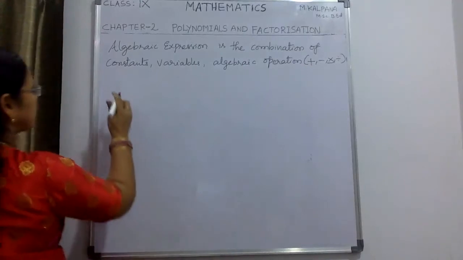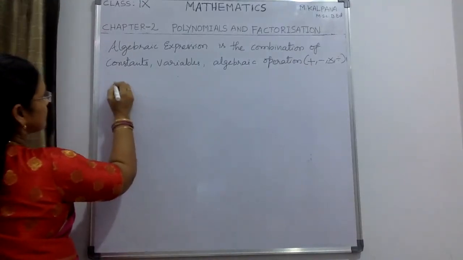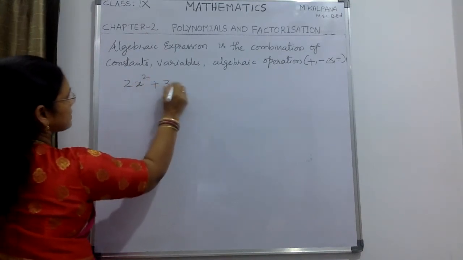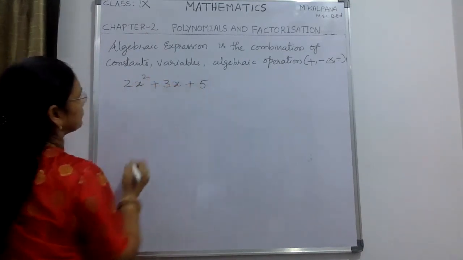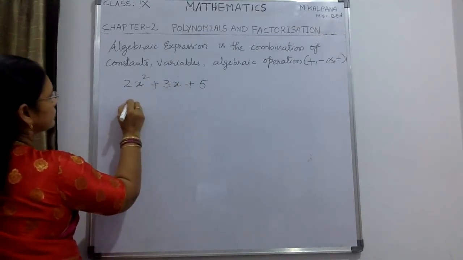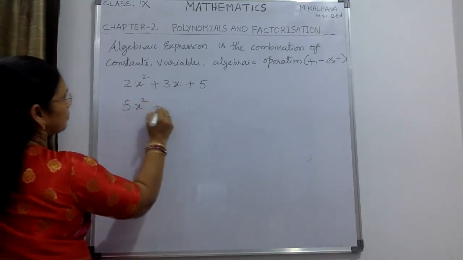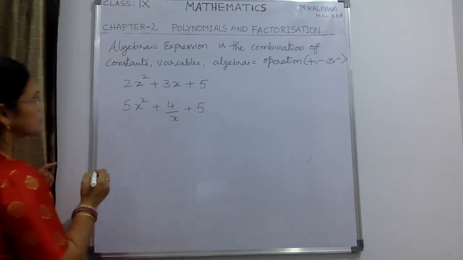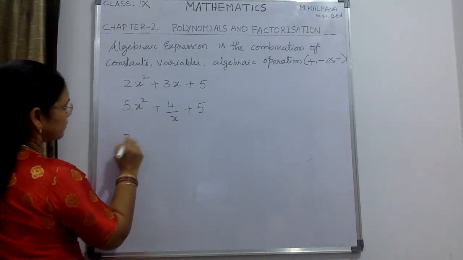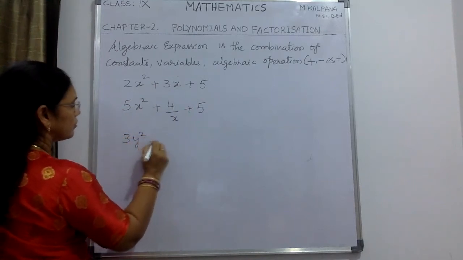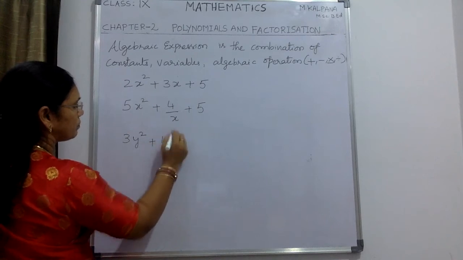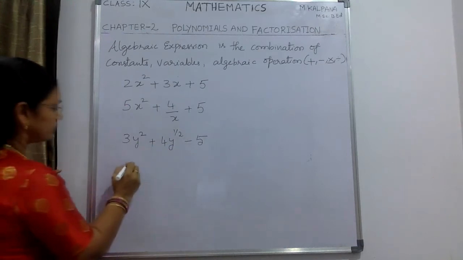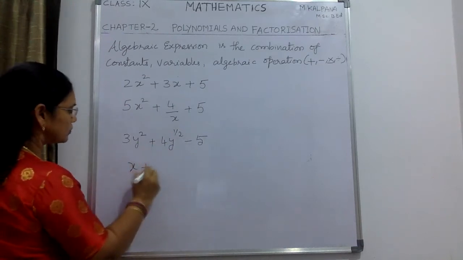Okay, children, I'm writing some algebraic expressions. You also write. 2x square plus 3x plus 5, and 5x square plus 4 by x plus 5. Let us suppose 3y square plus 4y power 1 by 2 minus 5, and x plus 2.